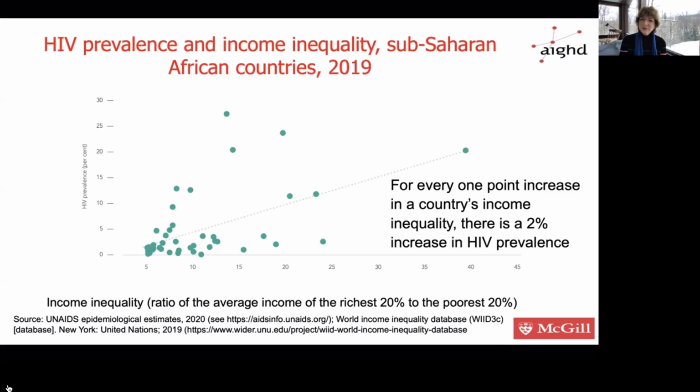Other indicators you might want to track and look at if you're looking at specific countries is the association between HIV prevalence and income inequality. So income inequality is measured as the ratio of the average income of the richest 20% to the poorest 20%. And in sub-Saharan Africa, what we see is that for every 1 point increase in a country's income inequality, there is a 2% increase in HIV prevalence.